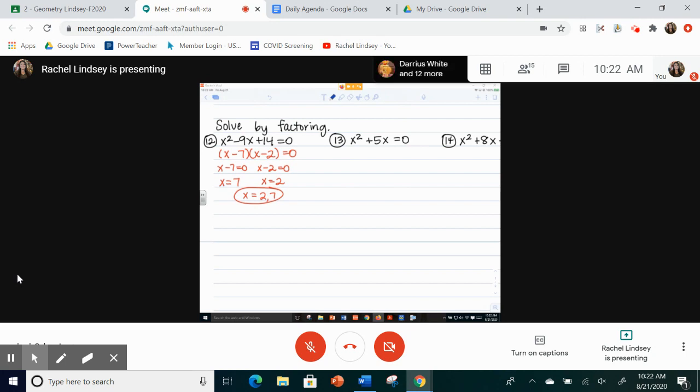Now, number 13 doesn't have 3 terms, but we can still factor something out by greatest common factor. What can I factor out? X. And then I'll have x plus 5. Then I'll set both of those equal to 0. Solve for x, and you'll get x equals 0 and x equals negative 5.